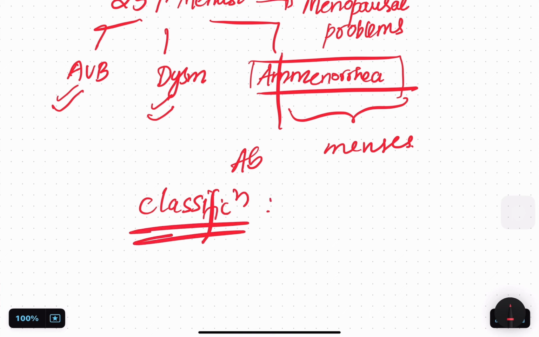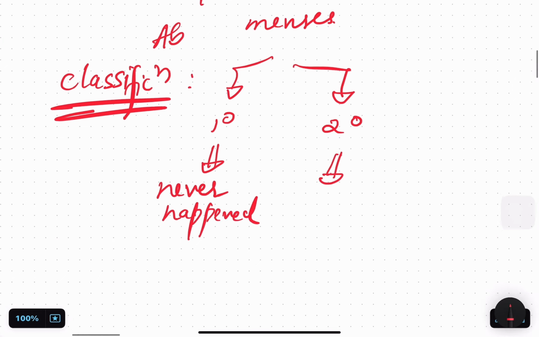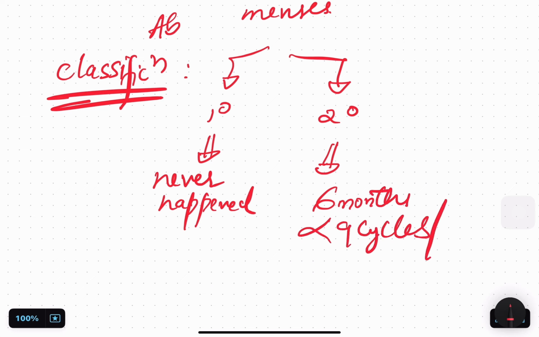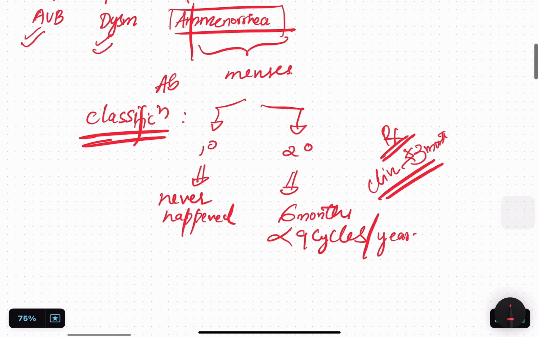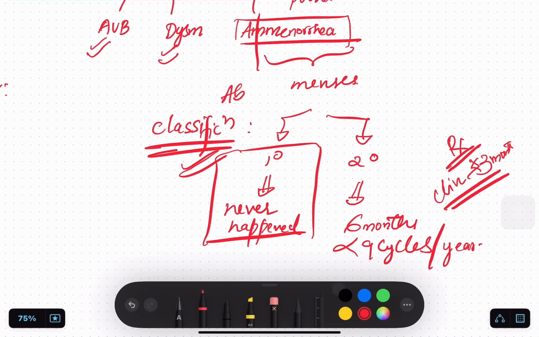It can be either primary or secondary. In case of primary, it never happened. In case of secondary, it happened, but now it's not happening. So when will you categorize a person? According to Datta, they say 6 months or less than 9 cycles per year. But clinically, if it's more than 3 months, then you start treatment of secondary amenorrhea. This video is related to primary itself, so that we can see what is the actual problem of the condition. Got it?